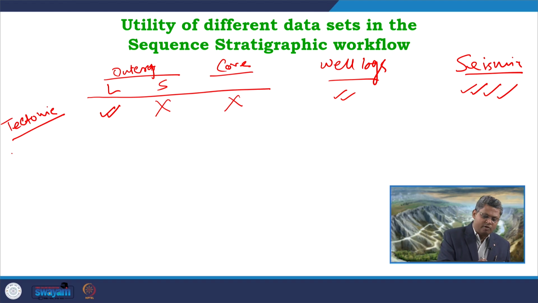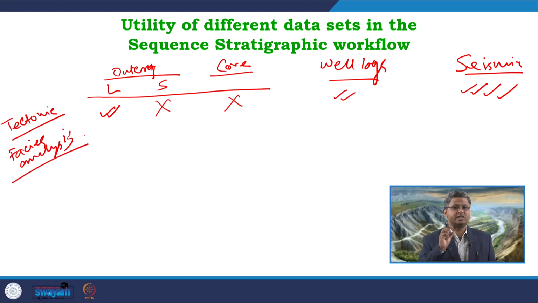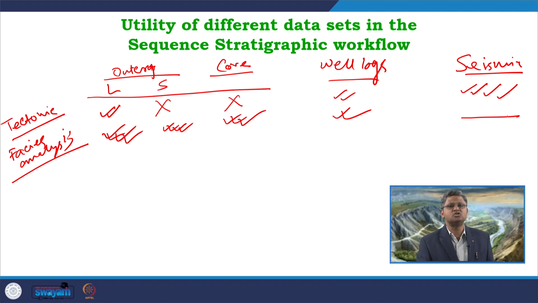Say, for example, if we want to do some facies analysis, which is one of the fundamental parts of sequence stratigraphy, definitely large scale outcrops are the best, small scale outcrops are also very good, core samples are also quite good in that. Well logs, fine, we can do facies analysis up to a certain extent using well logs, but definitely seismic is not useful over here.